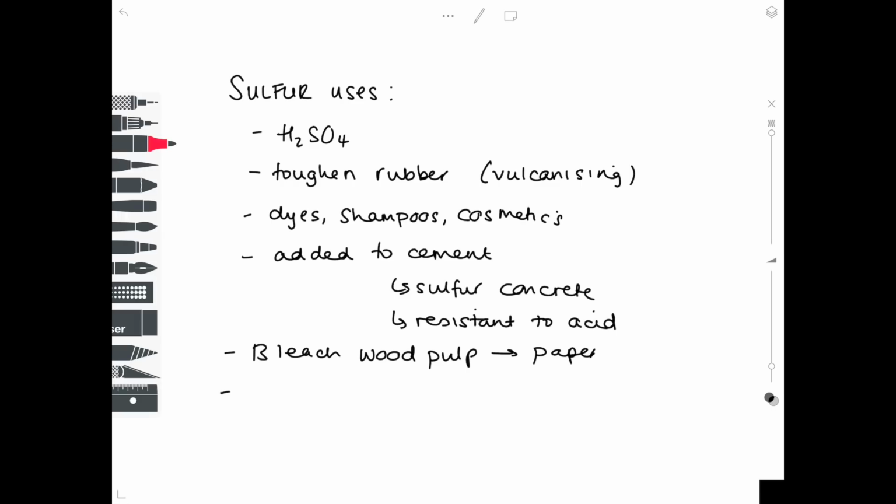And lastly, it's used as a preservative. So if you've ever eaten things like preserved apricots, they have this very bright orangey yellow colour, and that's due to the presence of sulfur, which actually kills bacteria. So as you look down this list, you can see that sulfur has some incredibly widespread uses and is indeed one of the most useful elements found on the earth.